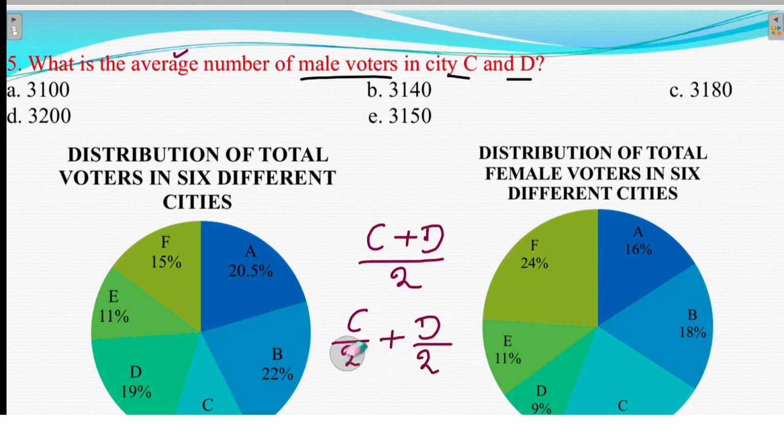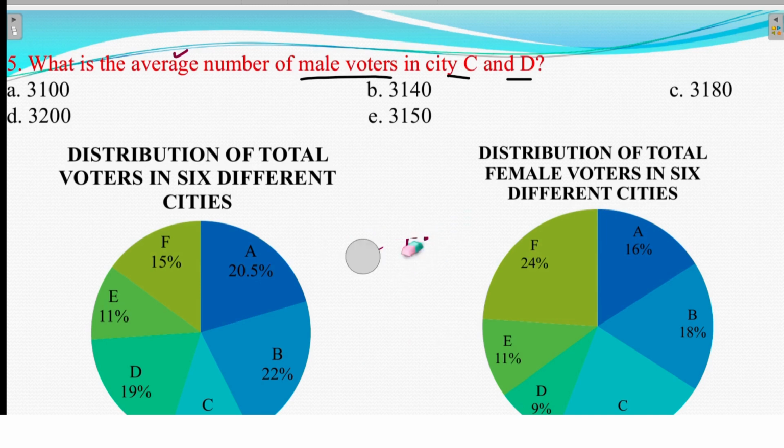Same method. I know D, the total male, will be 125. So half of 125: half of 120 is 60, and half of 5 is 2.5. So it will be 62.5.